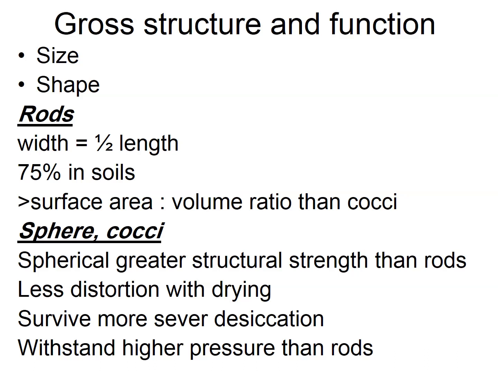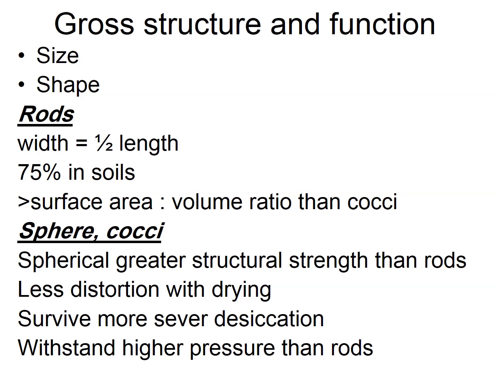In spherical or cocci shape, they enjoy a greater structural strength than rods. They're not easily broken down. Their cells are less prone to distortion with drying. Therefore, they could survive more severe desiccation periods and higher pressure. They can withstand higher pressure than rod-shaped bacteria.